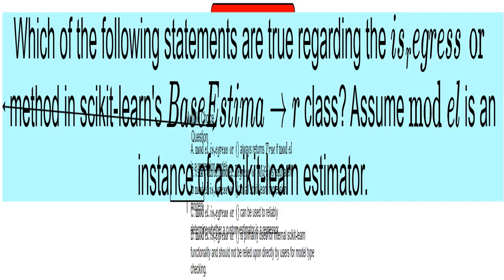This statement is false. It usually works for standard scikit-learn regression models, but it isn't guaranteed, particularly for custom models. The method relies on internal attributes which might not always reflect whether a model actually performs regression. It's not a foolproof method.